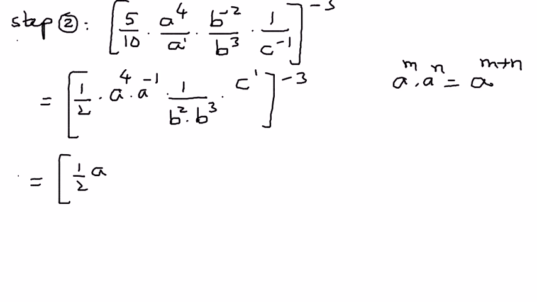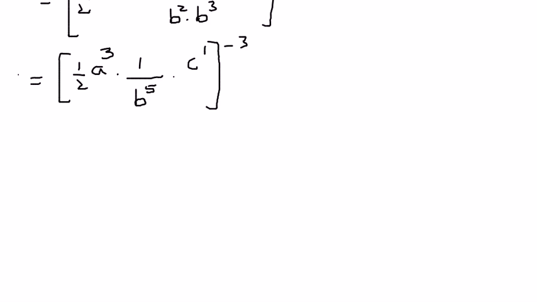So therefore 4 minus 1 will be 3, a to the power of 3, times 1 over b to the power of 2 and b to the power of 3, the bases are the same. We write the base once and then add the exponential terms. 2 plus 3, which is equal to 5, times c to the power of 1, or just c. So this whole thing, we want to raise it to the power of -3, like that.